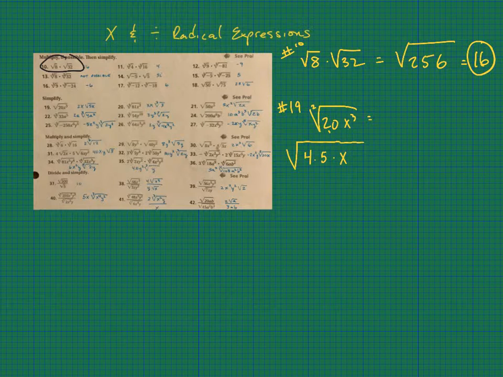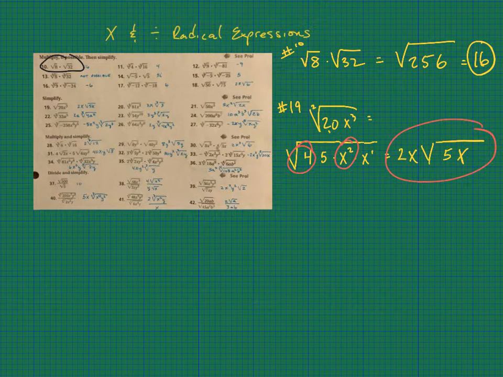I'm going to go ahead and break my variables up into squares also. So now when I go to simplify, I know that the square root of 4 is going to be 2. I also know that the square root of x squared is going to be x. And then what I'm left with on the inside is going to be 5x. And there is my answer for number 19. Yes, I did provide you the answers, but I do expect to see this type of work showing me that you are doing something other than just writing the answer down.